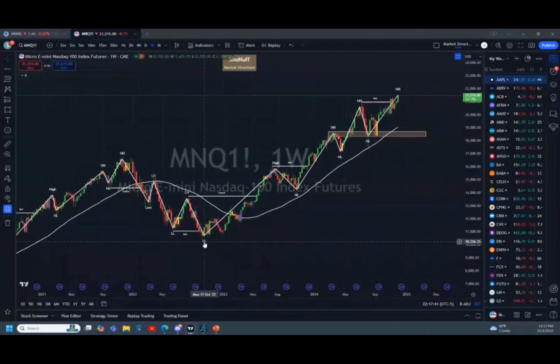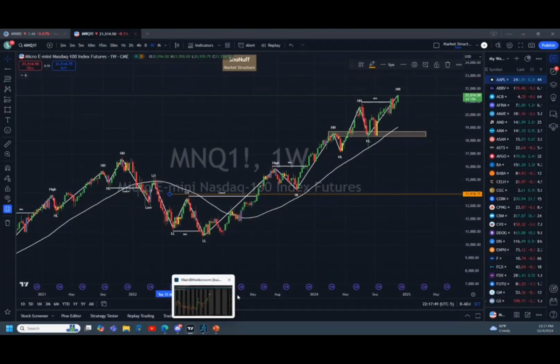Once it started to form structure though, remember we was in that downtrend, and once we broke it, it never really looked back. Nope, been going up.